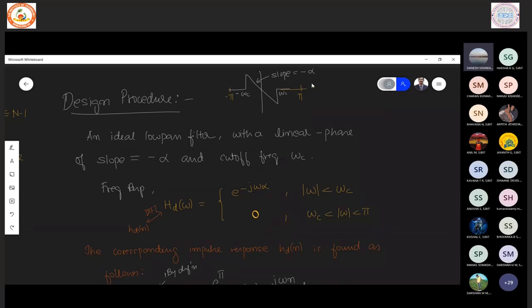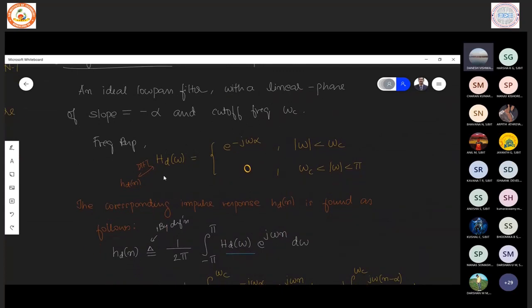Beyond that, the slope doesn't exist. So what is the value of the phase? It is 0. The term doesn't exist, so it is equal to 0 for frequency between omega c to pi. This is the ideal one.